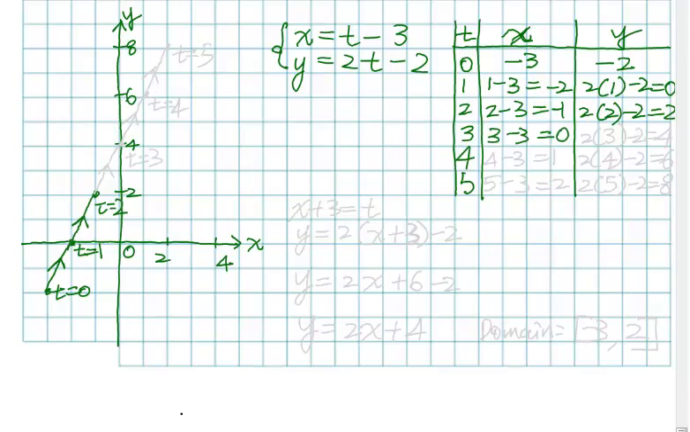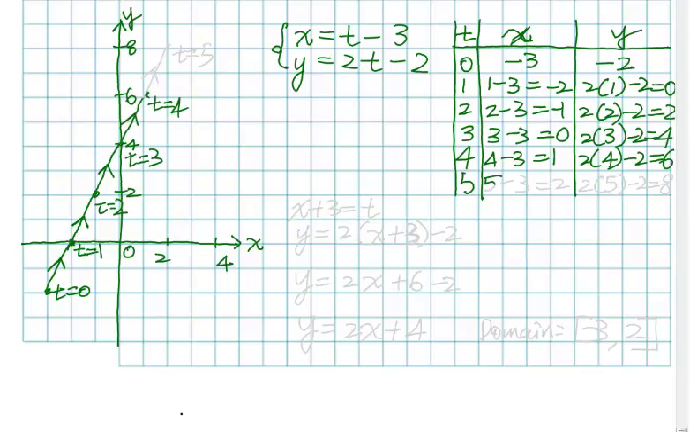When t equals 3, x equals 3 minus 3, which is 0, and y equals 2 times 3 minus 2, which is 4. We draw the corresponding point on the Cartesian plane for this curve and draw the direction that is going. We use a little arrow there. When t equals 4, x equals 4 minus 3 equals 1, and y equals 2 times 4 minus 2, which is 8 minus 2, which is 6.